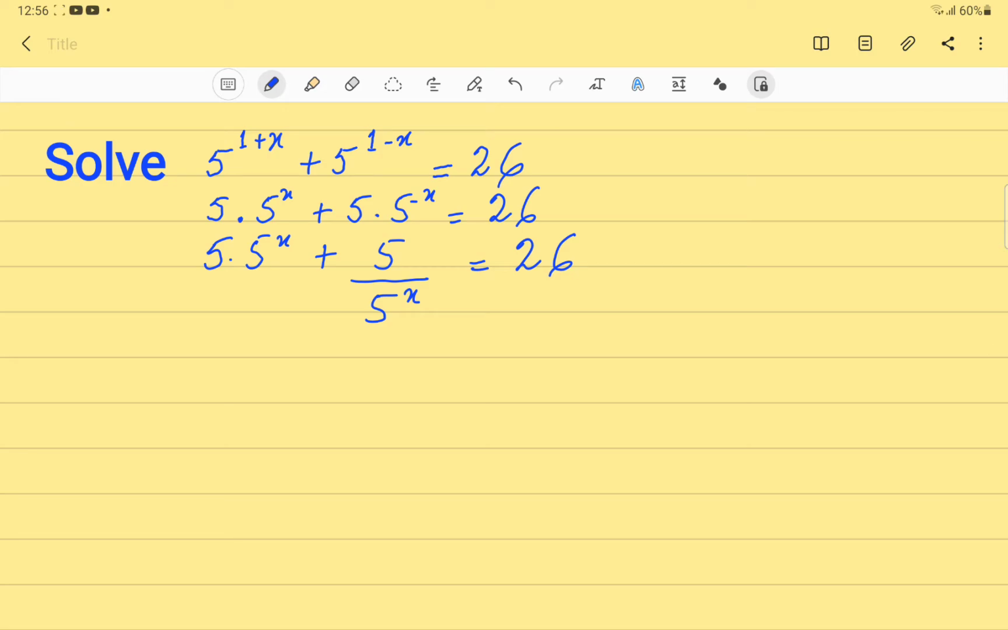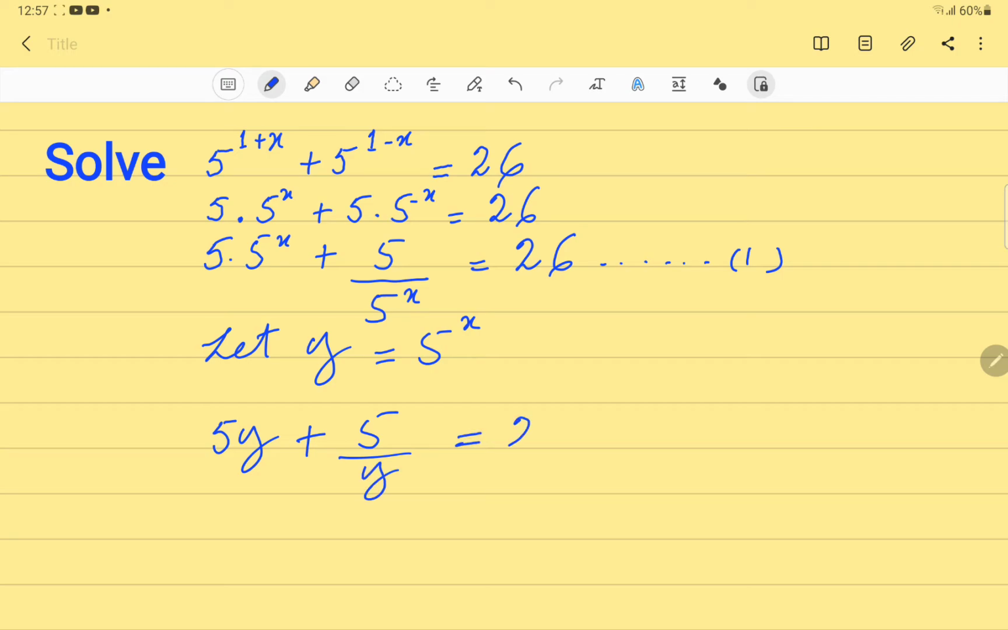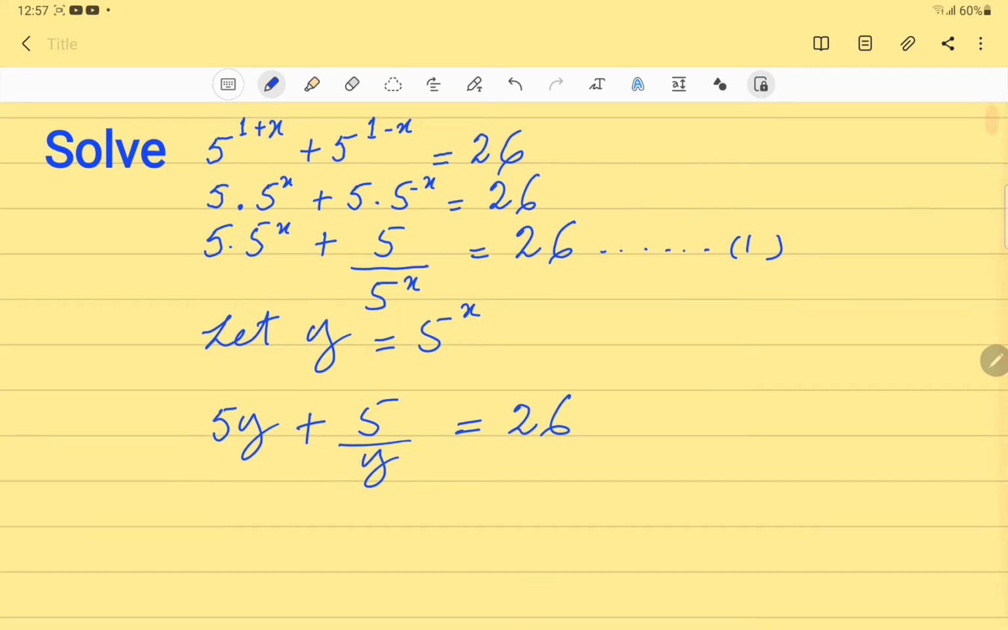For that we will assume y is equal to 5 raised to power x. By substituting y in equation 1, which is this one, the equation becomes 5y plus 5 over y is equal to 26.